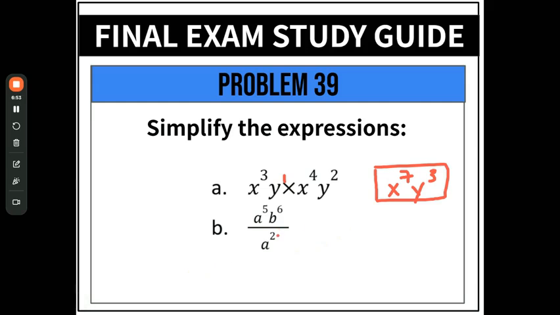Down here, we were just talking about this exponent rule. When we're dividing two terms that have the same base, we will subtract the exponents. So here, I've got the a, base will stay the same, and I'll subtract the exponents. 5 minus 2 will give me a to the third. And then since there's no b on the bottom, I can just rewrite b to the 6th. We don't need to do anything to it.